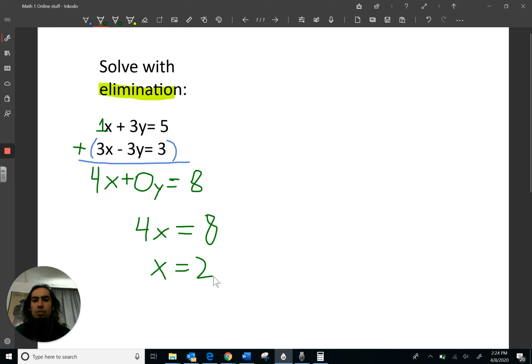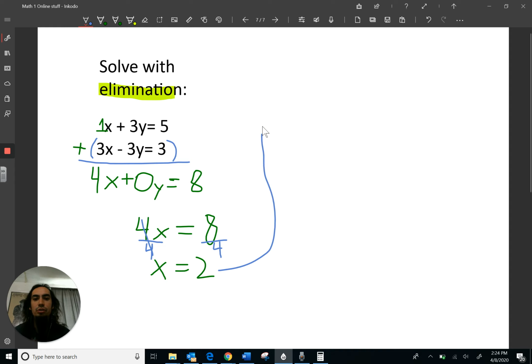How did I get x is 2? Well, I just divided 4 on both sides. Since it's 4 times x, I'm going to do the opposite of times, which is division, and I'm going to divide 4 on both sides so that this cancels and this becomes 2. So now I know that x is 2. Great. Are we done? No, almost, but we now know what x is, which is great. We're very close to being done.